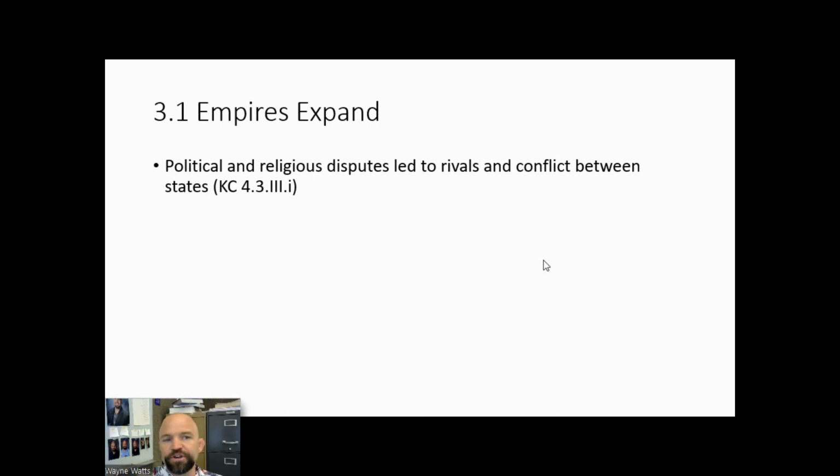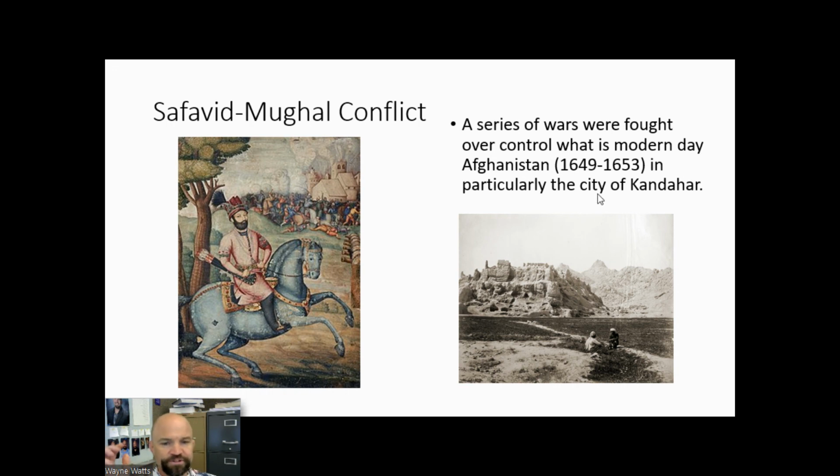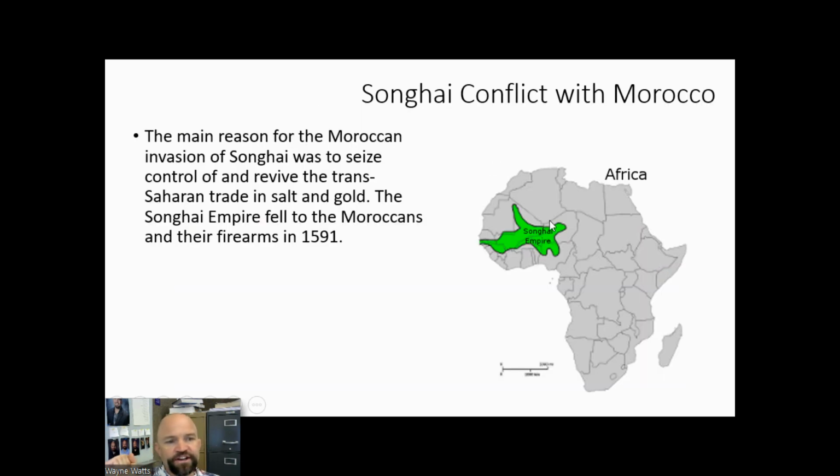Political and religious disputes led to rivalries and conflicts between states. This includes the conflict between the Safavids and the Mughals. A series of wars were fought between those two over mostly what is modern-day Afghanistan, particularly the city of Kandahar. These conflicts were primarily between the years of 1649 and 1653. Next is Songhai conflict with Morocco. The main reason was to seize control of and try to revive the trans-Saharan trade in salt and gold. The Songhai Empire was defeated and fell to the Moroccans and their gunpowder in 1591. Ladies and gentlemen, that's key concept 3.1.